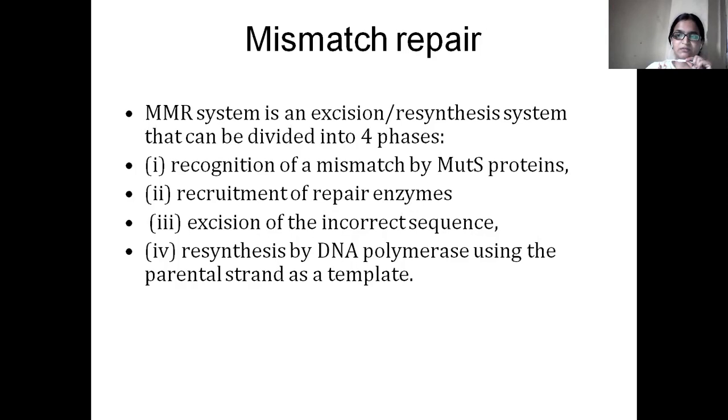So that filling of the gap, or adding of nucleotides, will be on the basis of the sequence present on the parent strand, or the complementary bases to the parent strand sequence will be added into the gap, and then it will be sealed.